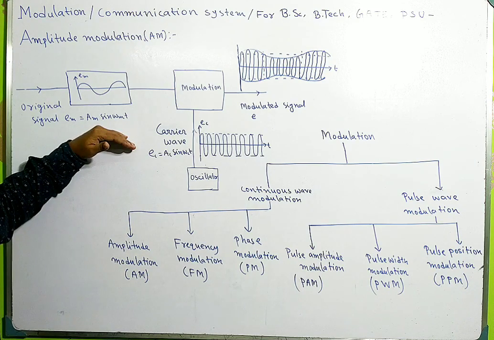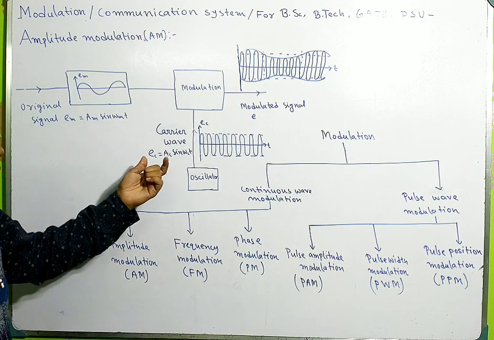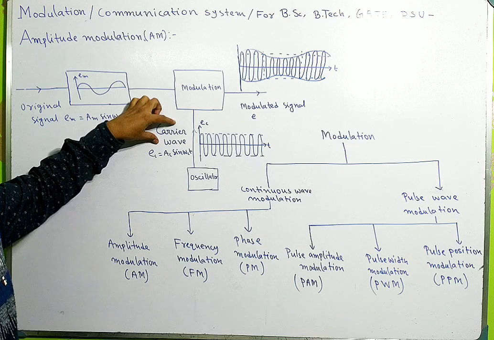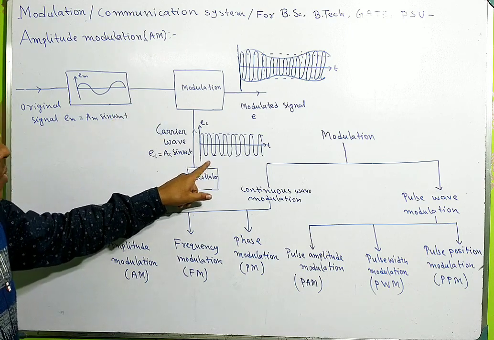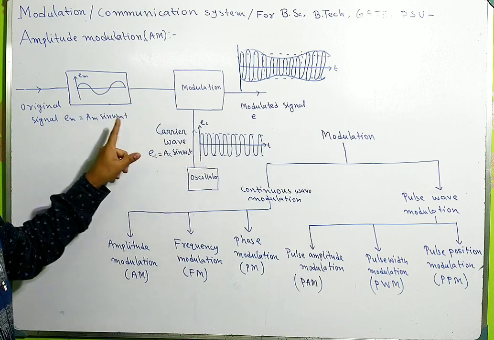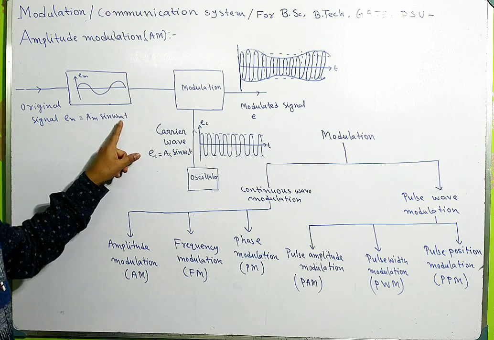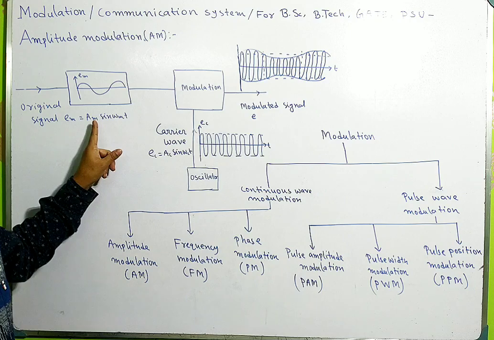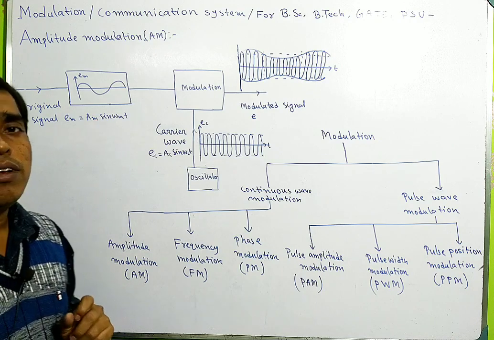wave. So this high frequency wave is called the carrier wave. This wave has higher frequency than the original signal, and it also has higher power than the original signal.